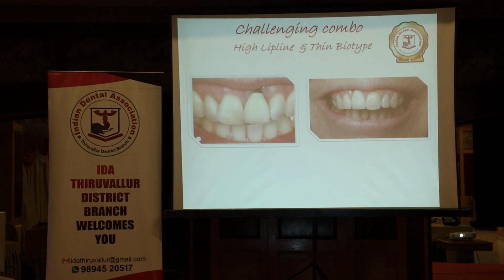So, what is the deadliest combo? The deadliest combo is a high lip line with a thin biotype. It doesn't mean that we can't do implants in such cases. We take a little help from our fellow periodontist, and we focus on the planning part before and during placing the implants.